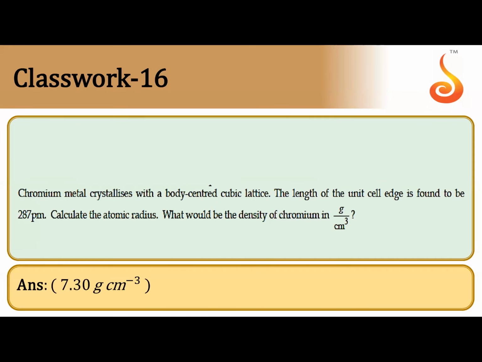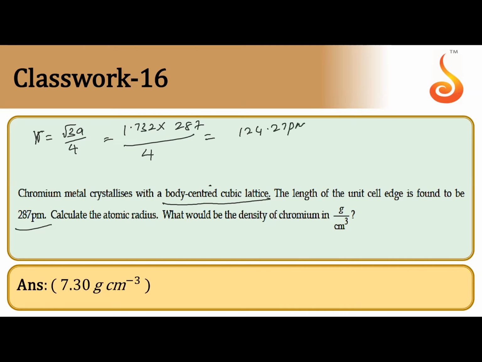Chromium crystallizes in a body-centered cubic lattice. So the relationship between r and edge length you should memorize: root 3 r is equal to root 3 a by 4. Root 3 is 1.732. Edge length is 287 picometers, divided by 4. Calculate this value. You will get approximately 124.27 picometer.